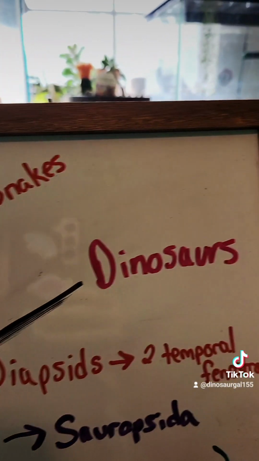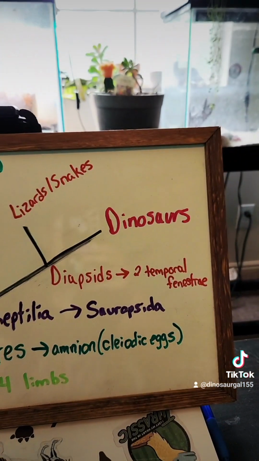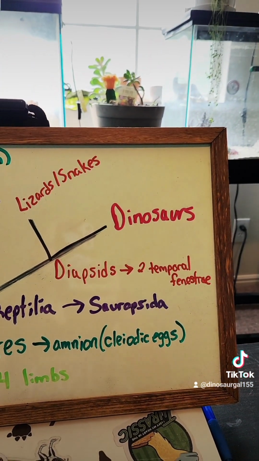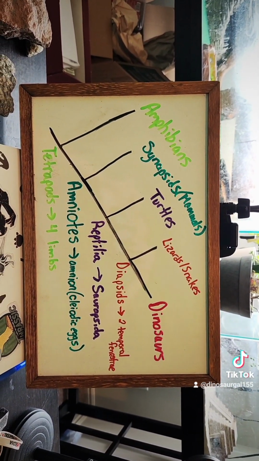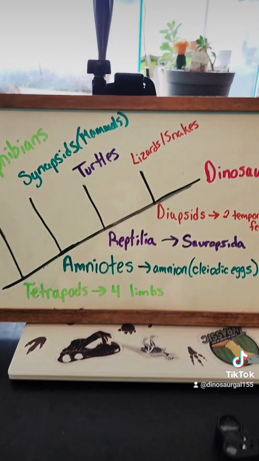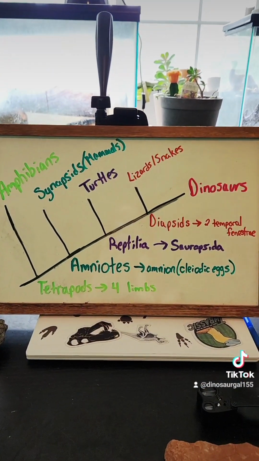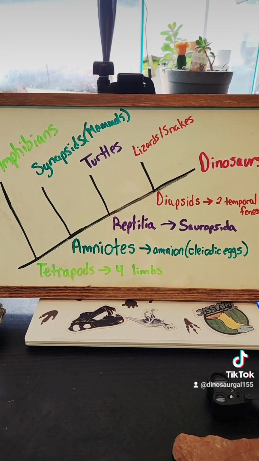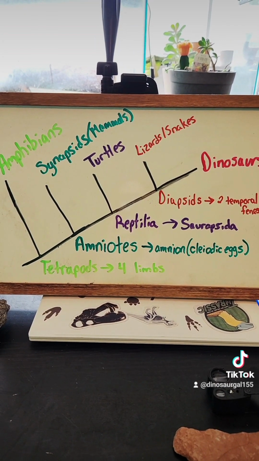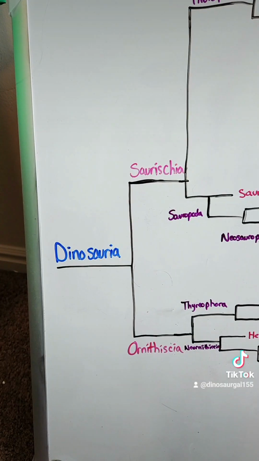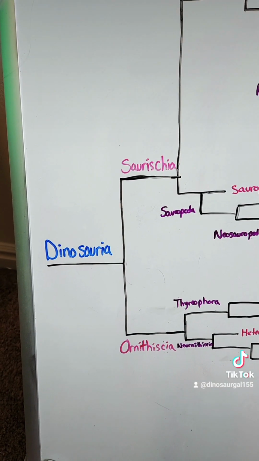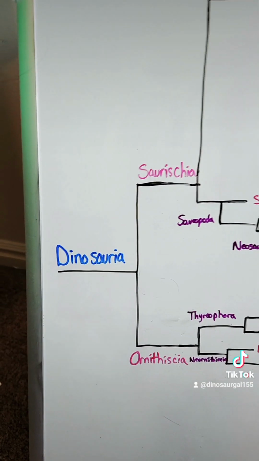As we move up the line, we eventually end up at dinosaurs. So that's the end of this cladogram. Now, cladograms can get more specific than this. So if we come over to here, now we're going to look at one that's a little more specific.